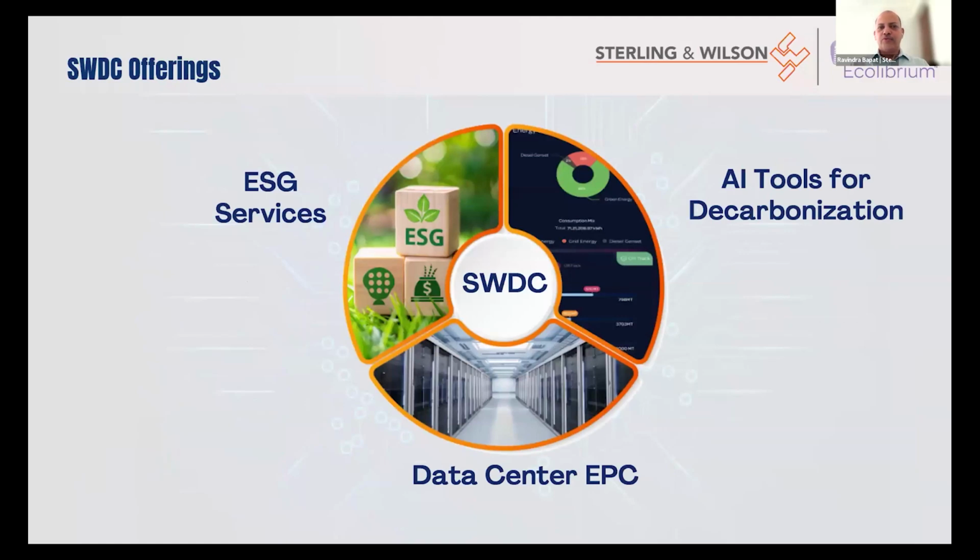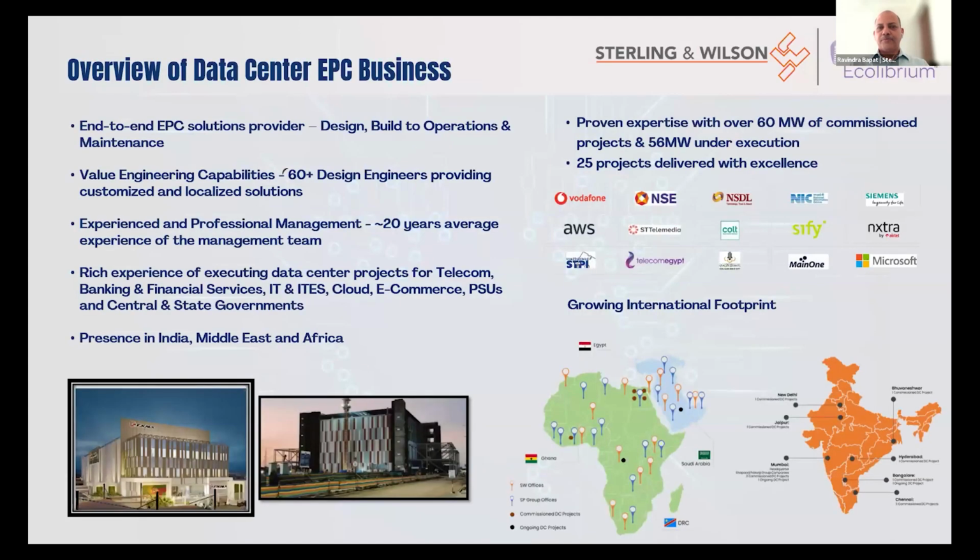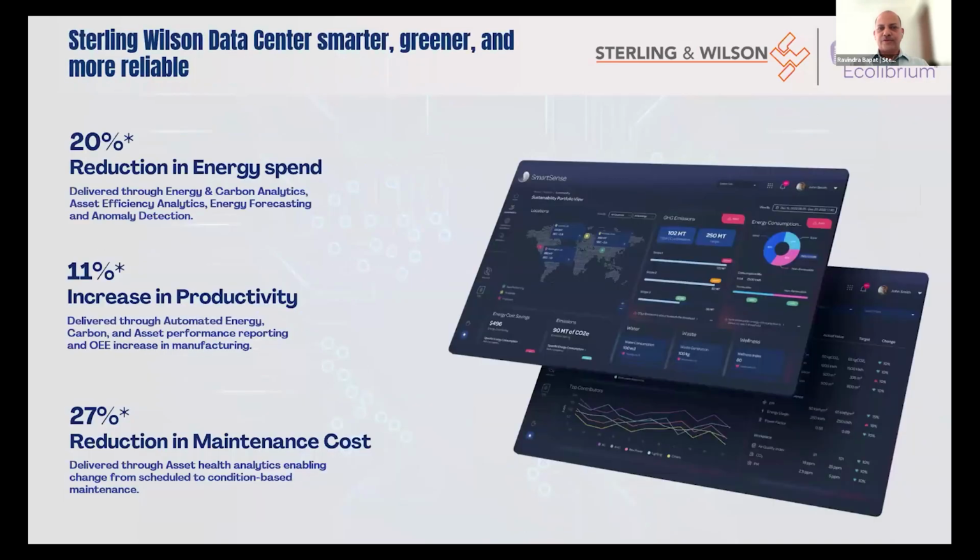Just two slides on what we do. We are a data center EPC company. We design, build, and operate data centers, but at the same time, we also offer ESG as a service for data center customers, and obviously AI-based tools for decarbonization. We have built more than 27 data centers, including for people like Amazon, Microsoft, Vodafone, and so forth. We have been doing this in India, Middle East, and Africa, and we continue to grow, looking at newer geographies.